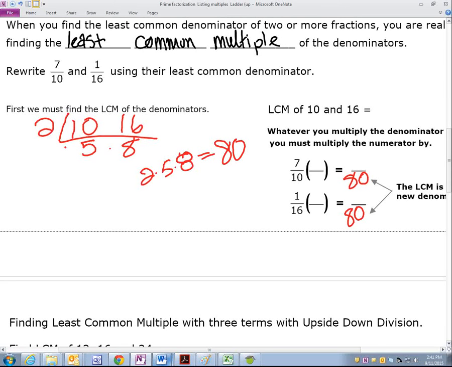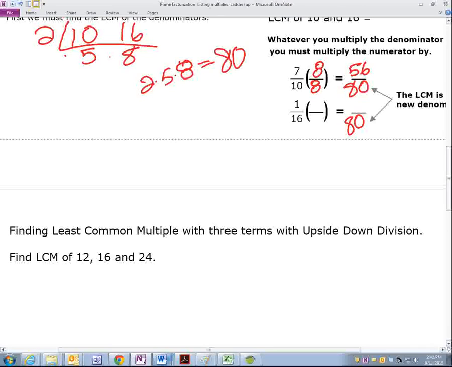And remember, whenever you multiply the denominator by something, you must multiply the numerator by it. You have to keep it equivalent, the same way that we did last year with the equivalent fractions. So what's happening to 10 to become 80? It's being multiplied by 8. So we have to multiply this by 8 as well, which is 56. This is being multiplied by 16 times 5 is 80. So 1 times 5 is 5. And we're done with that one.